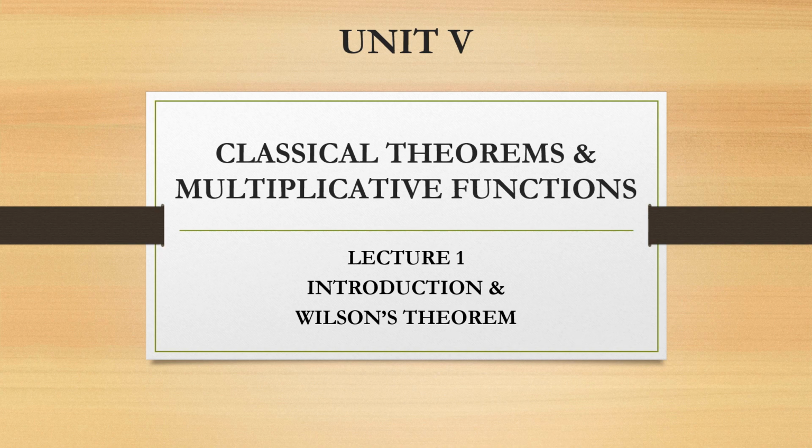Hello students, under Algebra and Number Theory, we are now into Unit 5. The title of Unit 5 is Classical Theorems and Multiplicative Functions. Earlier, under Units 1 and 2, we had discussed algebra. We had studied groups, rings, etc. And Units 3 and 4 were entirely number theory. We had linear congruences, Diophantine equations, etc.